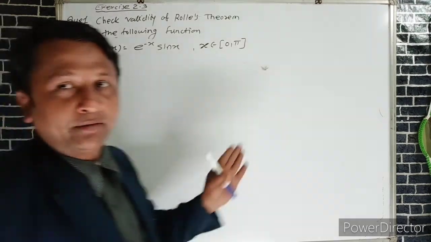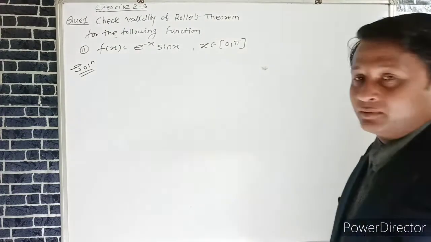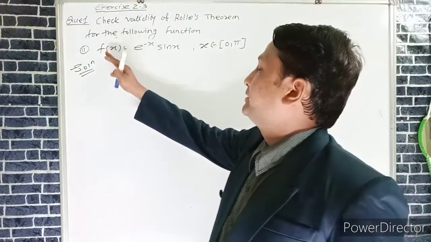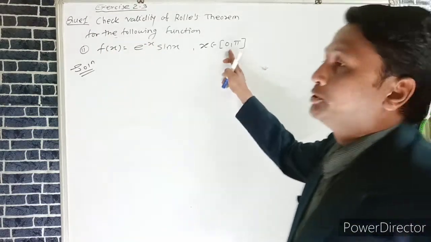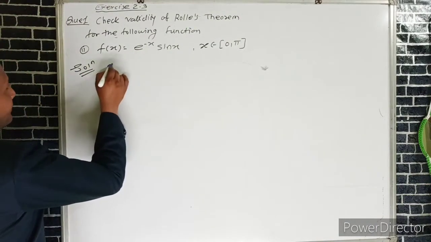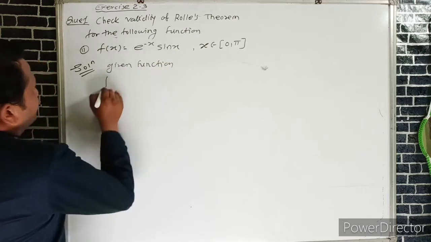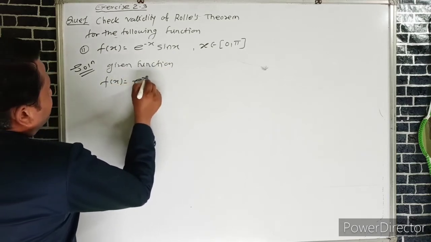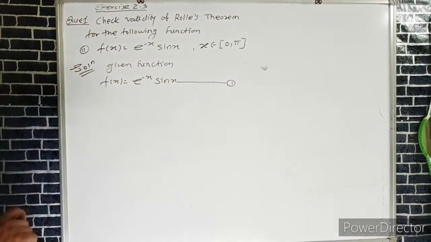The second one is as follows. Again here we have to check the validity of Rolle's theorem, and the given function is f(x) equals e to the power minus x sin x, where x is related to 0, pi. So first we take the given function f(x) equals e to the power minus x into sin x. We call this equation number 1.